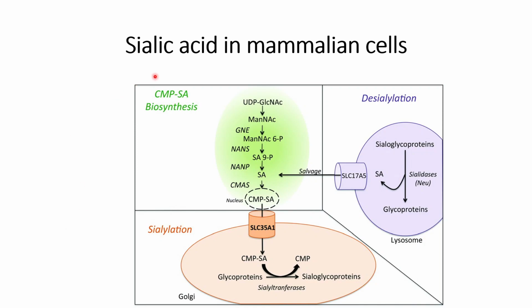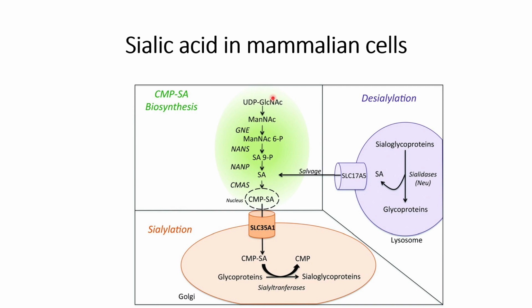In this video, we will discuss how sialic acids are formed in mammalian cells. It is categorized into three different areas where sialic acids are formed. First is CMP sialic acid biosynthesis, which usually occurs in the cytoplasm; the second is the sialylation part, which occurs mainly in the Golgi; and the last is desialylation, which usually occurs in the lysosomes.